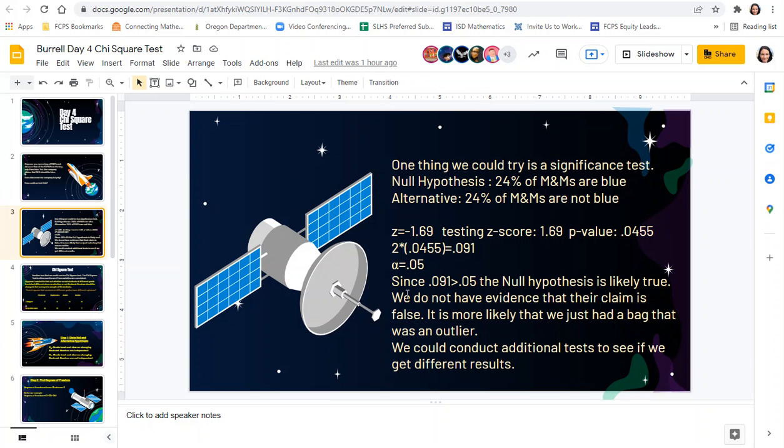All right, so that would work here. Since it is greater than 0.05, the null hypothesis is likely true. We don't have any evidence that their claim is false. We just have an outlier bag. But there's another test that we could use to get a more accurate result, and that's this chi-square test.